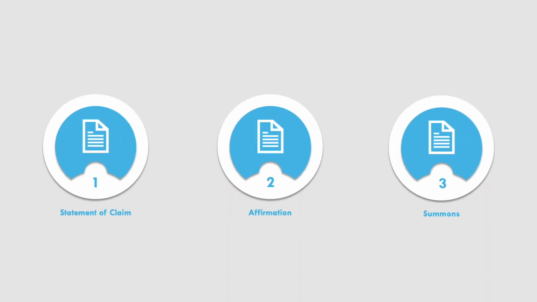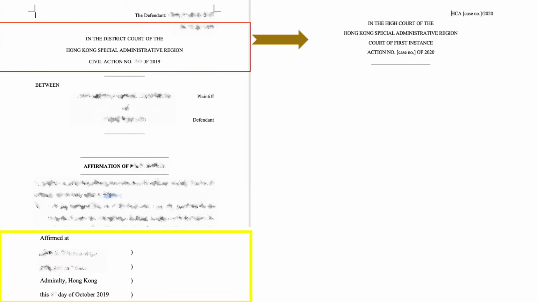Next, we will move on to document number 2, affirmation. We use the same method to create the header, so I will not discuss the header here again. Basically, an affirmation is like a witness statement. It is a type of evidence. We will be typing the content using the basic numbering function.